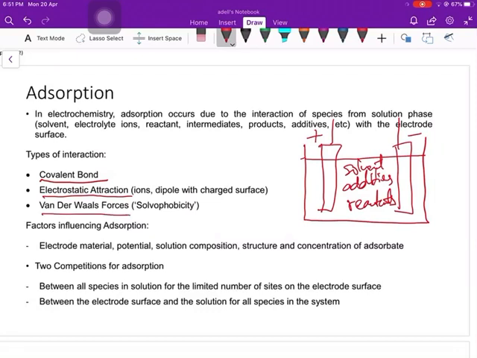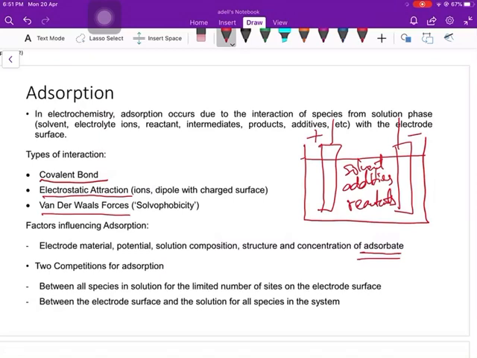There are a few factors that can influence the adsorption process. One is the electrode material, the type of material used as the electrode, the potential applied to the system, the solution composition, and also the structure and concentration of the adsorbate. In this case, the adsorbate is the reactants, for example, ferrum 2 or ferrum 3.